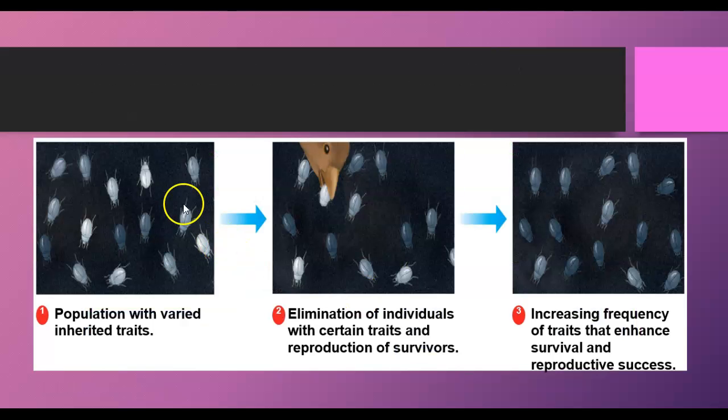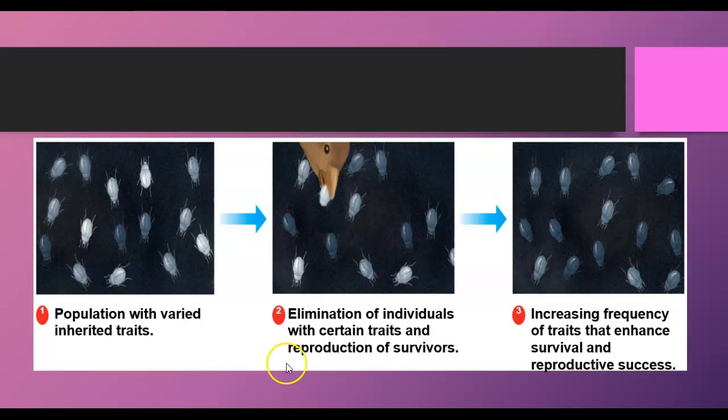Here's an example. We have a population of beetles here with varied traits. Some of them are very light in color. Some of them are medium colored. Some are darker. If they lived on this dark background and there were a predator like a bird that preyed on them, the bird would more likely eat the lighter colored ones because they're more visible. That's going to eliminate the ones with the lighter colors.